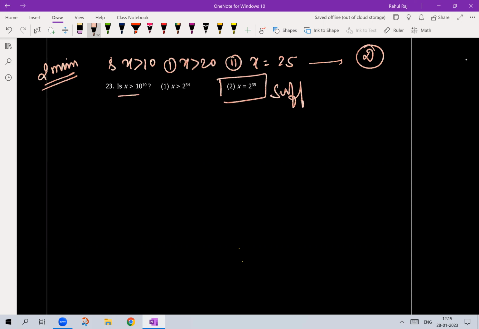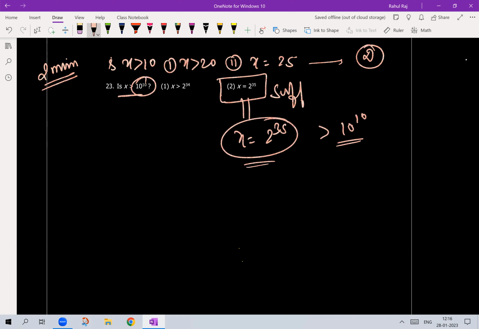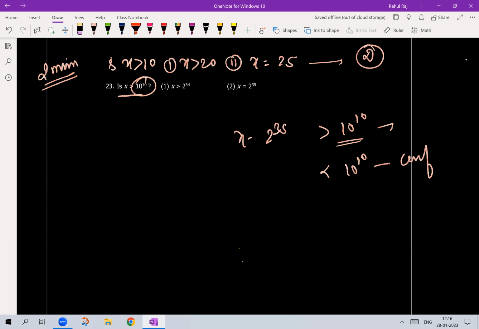Because my question is asking whether x is greater than 10 to the power 10. Option number 2 gives me a confirmed value of x. X is equal to 2 to the power 35. Now it does not matter to me whether this is greater than 10 to the power 10 or less than it. If you get a value which is actually greater than 10 to the power 10, you say it's a confirmed yes answer. If you get a number which is actually less than 10 to the power 10, it's a confirmed no answer. So option number 2 is giving you a definite confirmed yes or a confirmed no. So this is straight away sufficient. No logic applies here at all. Simple yes-or-no concept says that this is sufficient. So option number 2 is sufficient.